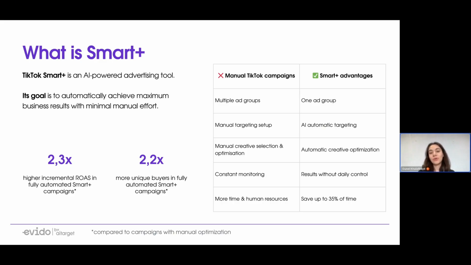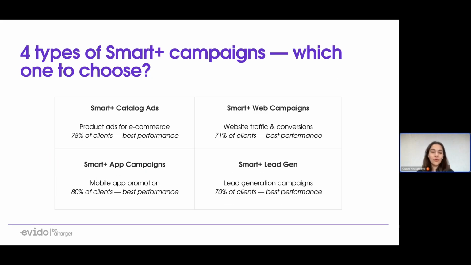whereas a regular manual campaign forces you to constantly monitor the progress of your advertising campaign and perform a significant amount of manual work. Let's talk about the four types of smart campaigns. So, what should you choose? There is Smart Plus Catalog Ads, which is specifically for those who have products added to a catalog. Smart Plus Web Campaigns are for driving traffic to your website. Smart Plus App Campaigns are for promoting your app. And there's also Smart Plus Lead Gen, which is for collecting leads from potential customers.